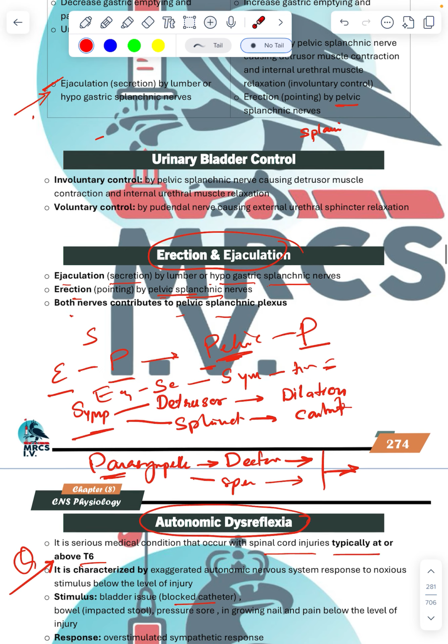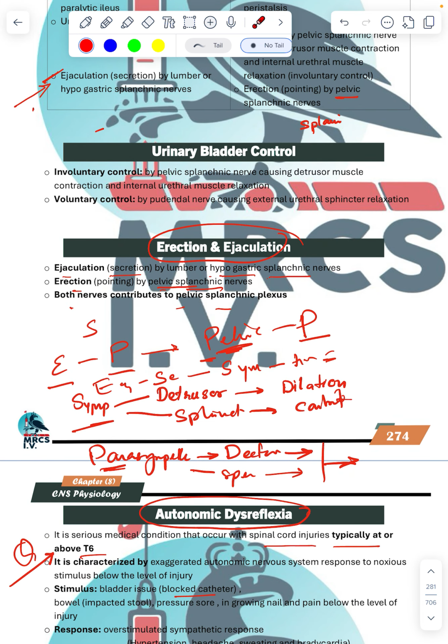So urinary bladder control, how is it? There is involuntary control and voluntary control. Voluntary control is by the external sphincter, supplied by the pudendal nerve, causing external sphincter relaxation. Involuntary control is by the pelvic splanchnic nerve causing detrusor muscle contraction and internal urinary sphincter relaxation. So erection and ejaculation: ejaculation is secretion by the hypogastric nerve, and erection is by the pelvic splanchnic. Both contribute to the pelvic plexus.